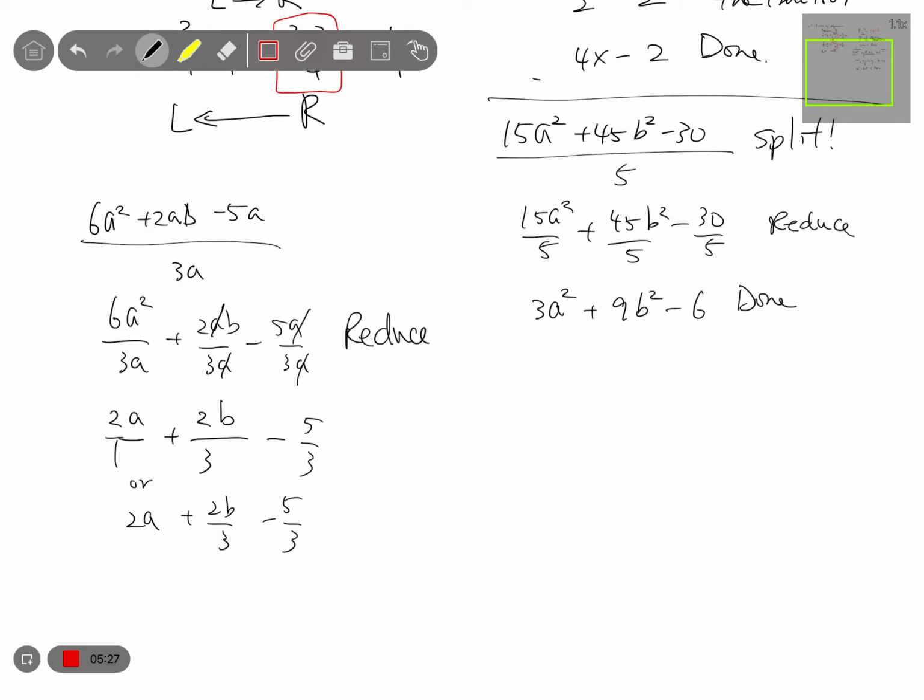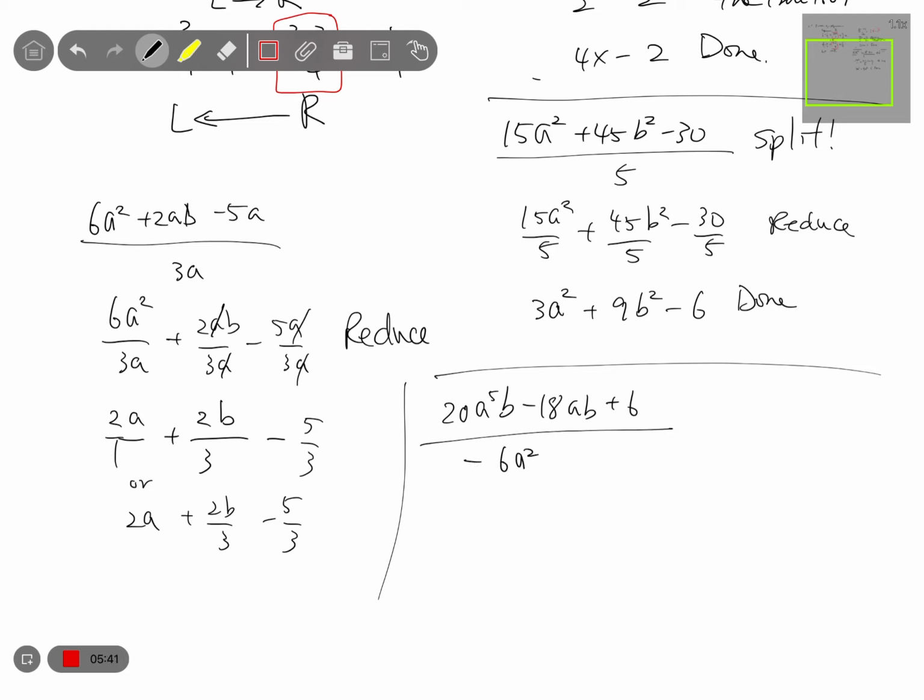Okay. All right, last problem, same idea. Split out the fractions. So we've got 20a to the 5th power b minus 18ab plus 6 over negative 6a squared b cubed. So again, split everything up. I have 20a^5 b over negative 6a squared b^3 minus 18ab over negative 6a squared b^3 plus 6 over negative 6a squared b^3.